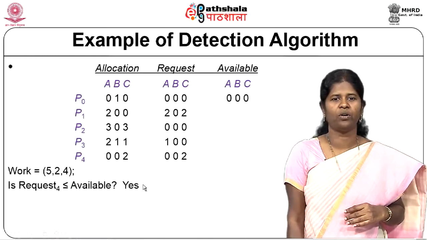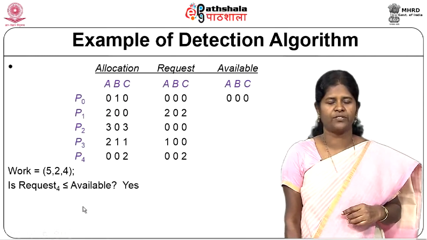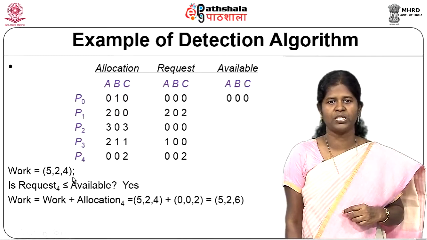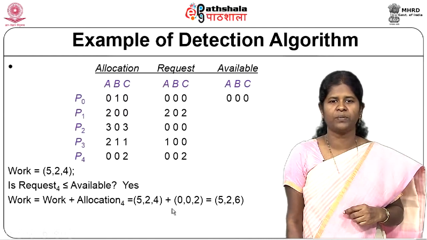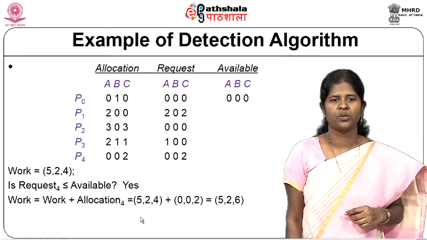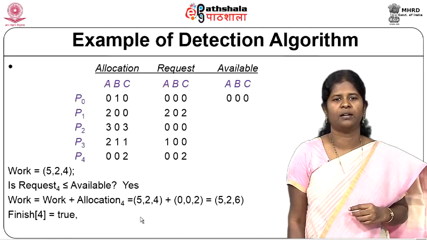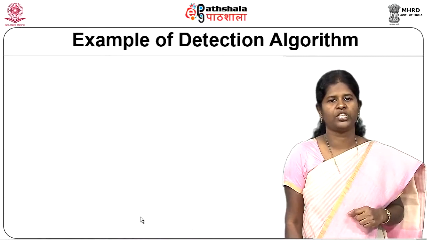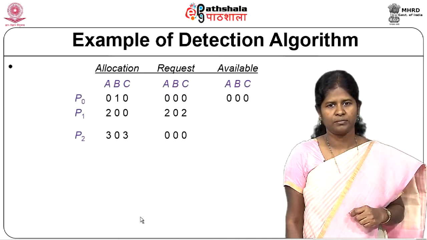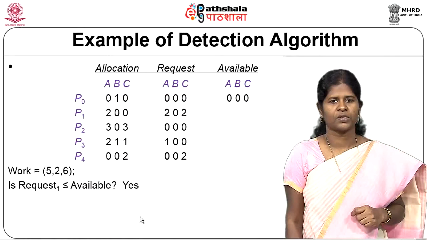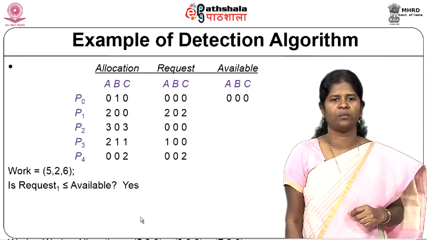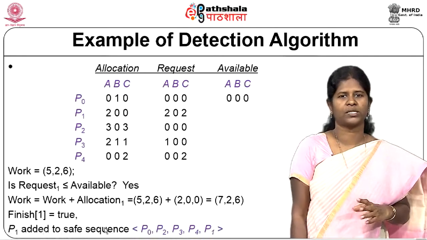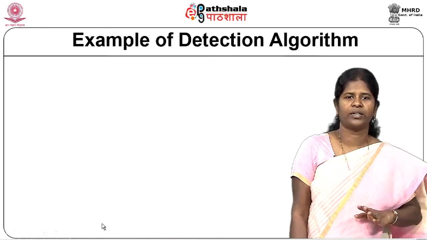So, the next process is P4. Can it be allocated with what is available, 5 2 4? Yes, it can be allocated. Hence, what is currently allocated to P4 will also be added to this. So, it becomes 5 2 4 plus 0 0 2, it becomes 5 2 6. So, we are now able to satisfy the requests of P0, P2, P3 and P4. P1 alone is pending, we check P1 next. So, when P1's request is checked with what is available, P1's request also can be satisfied now, and hence the system is not in a deadlock state currently.